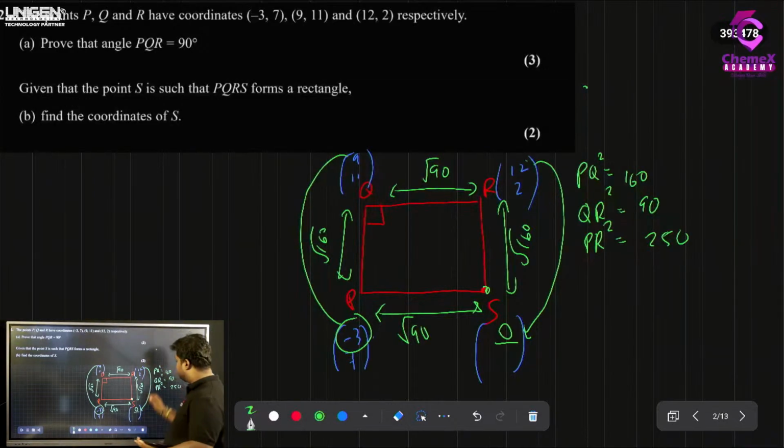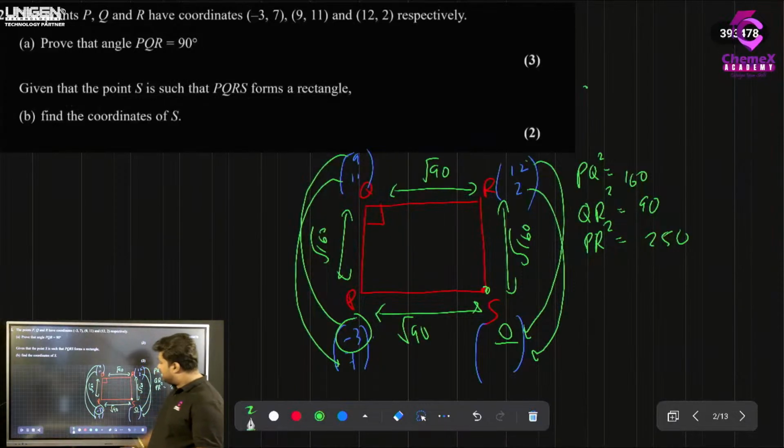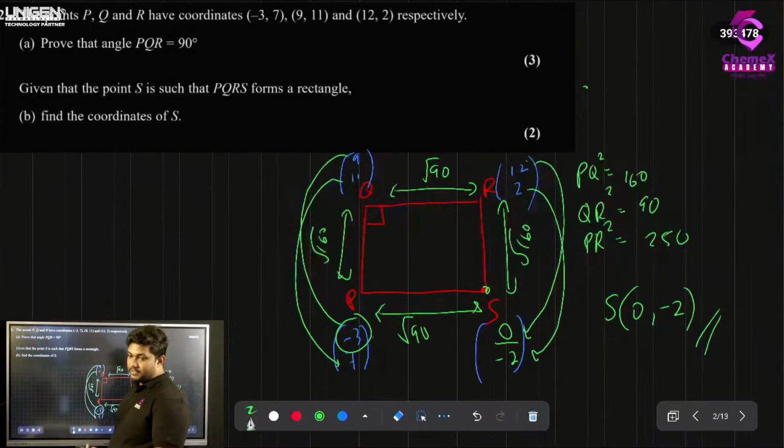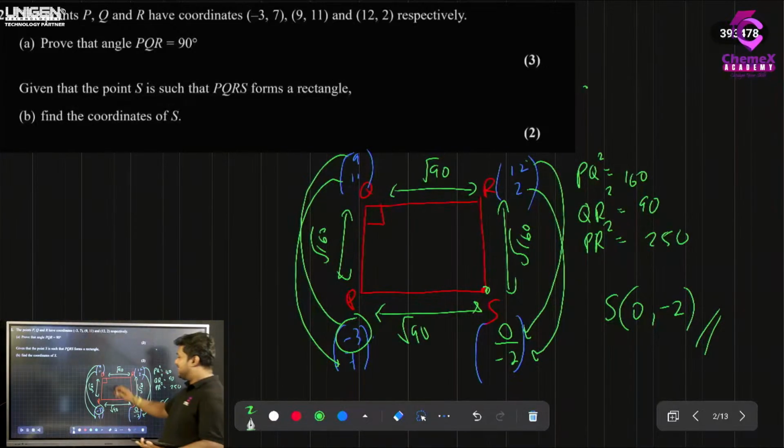Then next number. 11 has become 7. So if 11 becomes 7, the difference is going to be what? 4, right? So what is 2 minus 4? Minus 2. So S coordinate is what then? 0, comma, minus 2. Did you understand or no? Nidusha? Yes, sir. That's easy. If you draw the sketch, it's easy because it's the same factor from here to here and here to here.